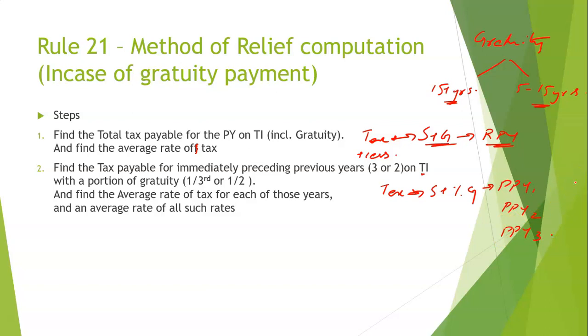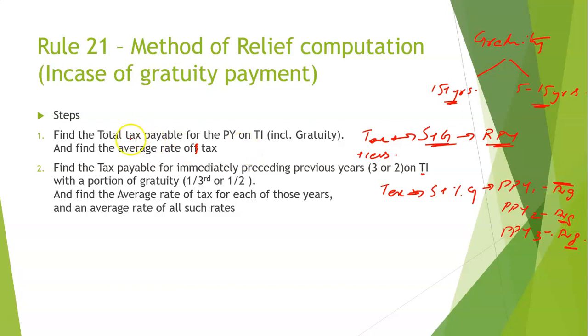Alright. And for all these 3 years, find the average rates. And once you find these average rates, what you have to do is find the average of all these 3 years. So add these 3, divide by 3. Add the 2, divide by 2 as applicable. Alright, if you are getting confused, don't worry. From the next slide, you will be completely clear with the concept.